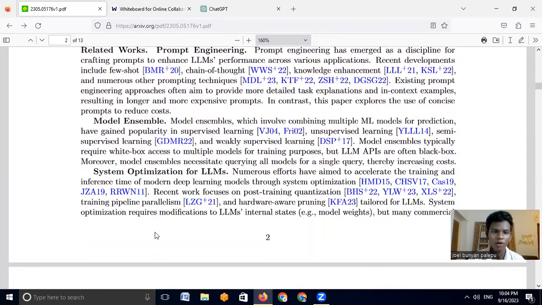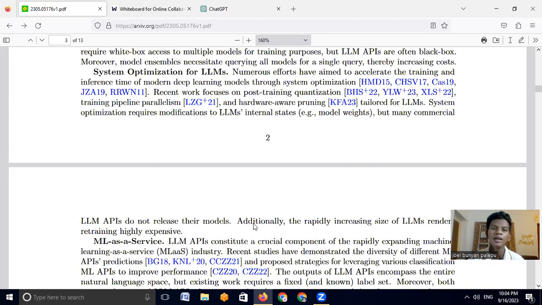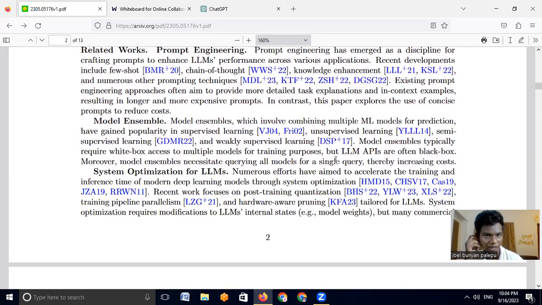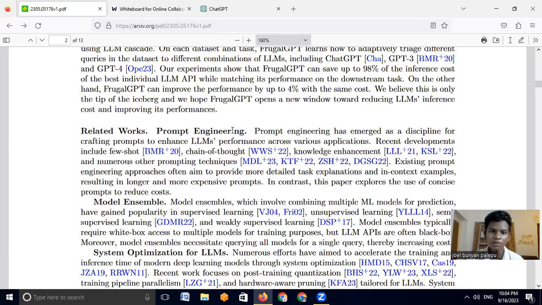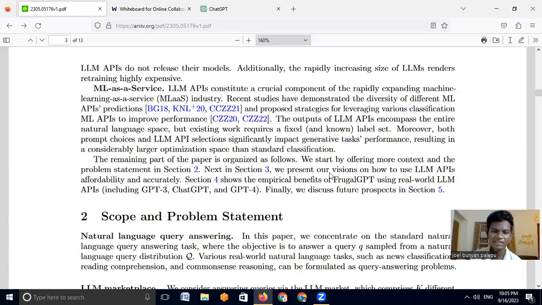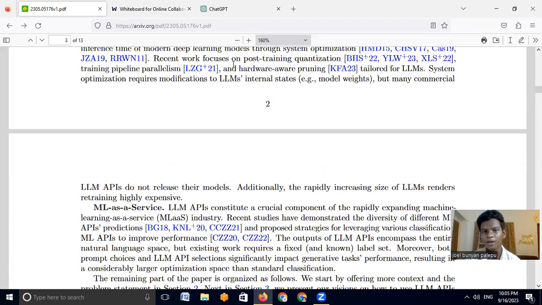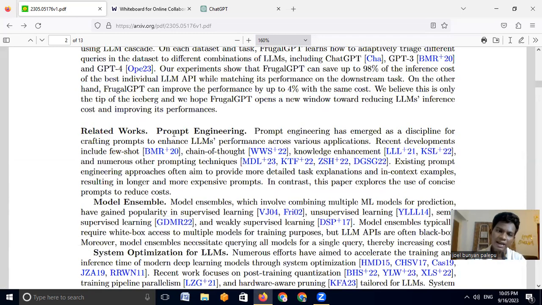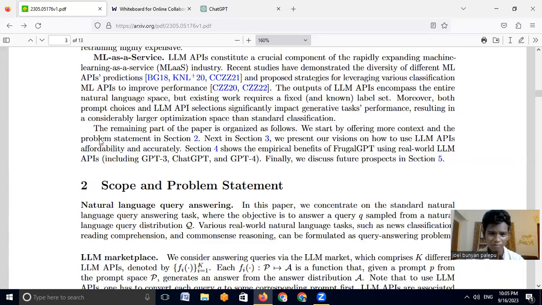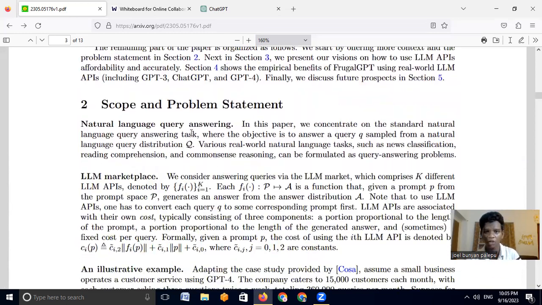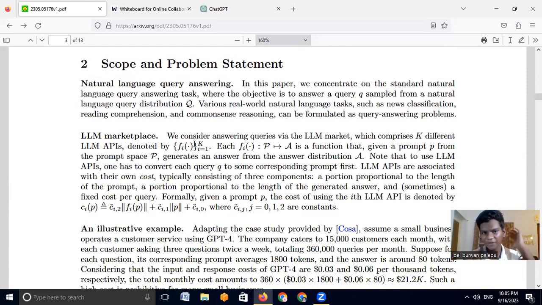There are some related works, and I think a lot of work has been done in the field of reducing the inference cost of language models. Many techniques have been created. Number one, prompt engineering, which has emerged as a discipline for crafting prompts to enhance LLM performance in an application. Again, I think we could just skip this part. Whenever you are reading a research paper, you might get this related work section, which is perfectly fine to skip, because it may sometimes be out of context. At least for now. Maybe if you're interested, definitely read that out.